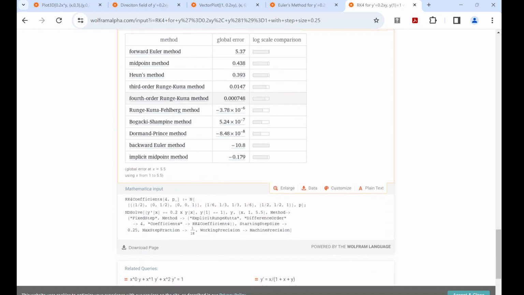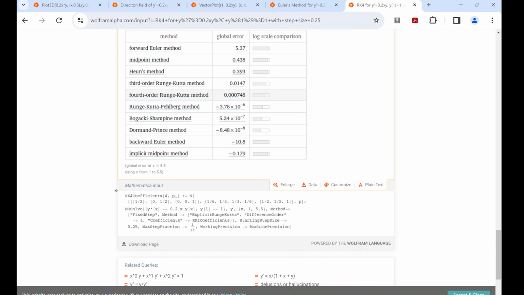And finally, this is the Mathematica input that you would use. And again, there are other functions depending on the software that you use.